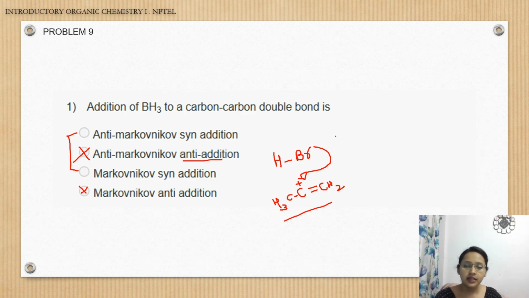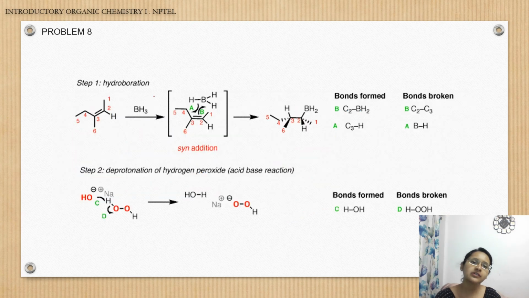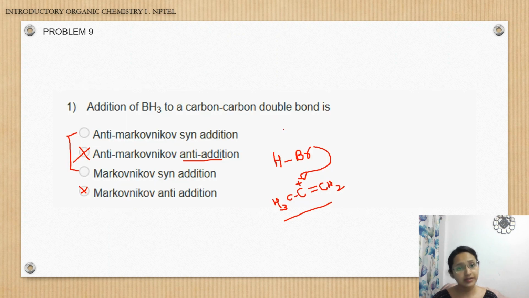So here, in the case of BH3, the negative part is adding to that carbon which has the lesser number of hydrogens. That means it is adding to the more substituted carbon, right? So here it is following the Markovnikov syn addition, not anti-Markovnikov, because anti-Markovnikov suggests that the negative part will add to the less substituted carbon.